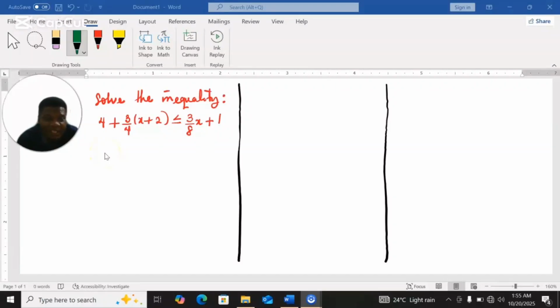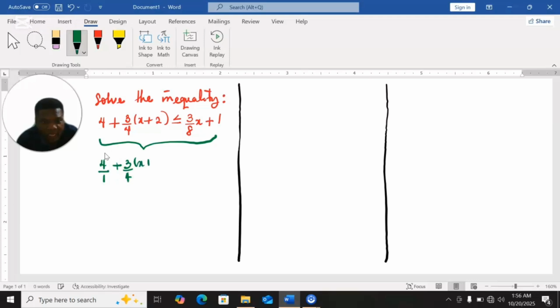In this video, I shall be solving the inequality. Yes, I'm using a first step that may not be that popular with so many persons solving a problem like this. So what I shall be doing will be to rewrite the inequality as 4 over 1, since 4 over 1 is 4, plus 3 over 4 in bracket x plus 2 less than or equal to 3 over 8x plus 1 over 1. Now, why am I doing this?